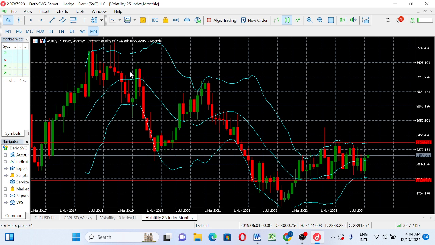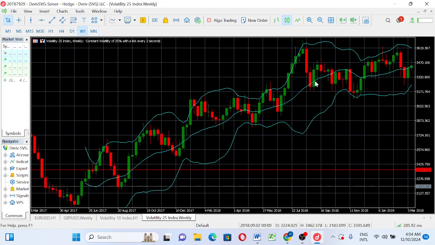On the monthly time frame, one thing you can easily see is that this market is on a downtrend. We had market drop, retracement, market drop. So this is basically a retracement for the market to drop again massively. So that being the case, we'll go to the weekly time frame.